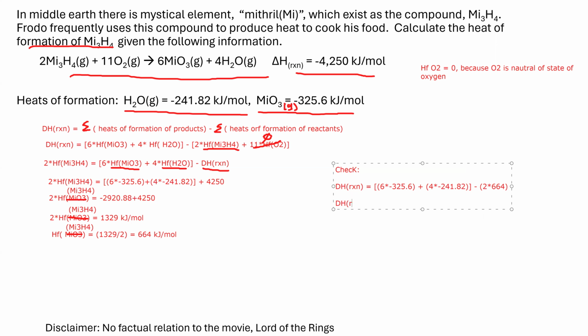And so we get a delta H of reaction. Because of rounding, it may not be exact, but it'll be very close. When we work this out, we get a delta H of reaction of negative 4,248.8. But if we round this to 3 significant figures, we get negative 4,250 kilojoules per mole. So our heat of formation of Mi3H4 is correct.